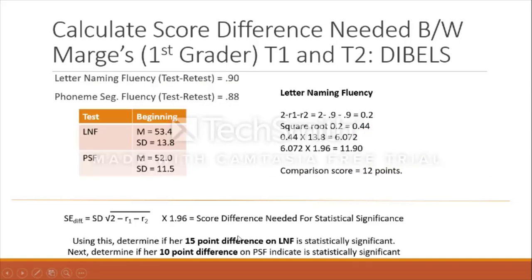All right, so the next slide is going to be specifically for LNF, and we'll see how you did. So this is the formulation of everything. We just plug in all the numbers into the formula, and you would need 11.9, which is 12 points. So our person got a 15-point difference, which is more than 12 points, so she would have had a statistically significant difference between her pre-test and her post-test scores on this particular instrument.